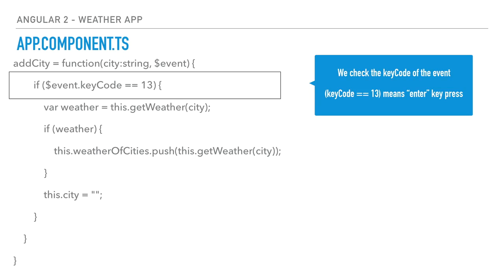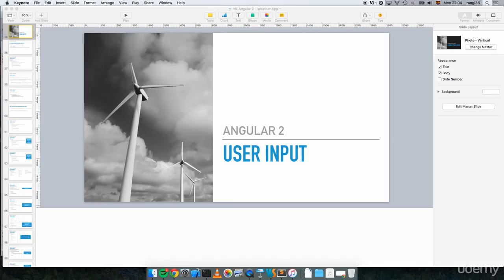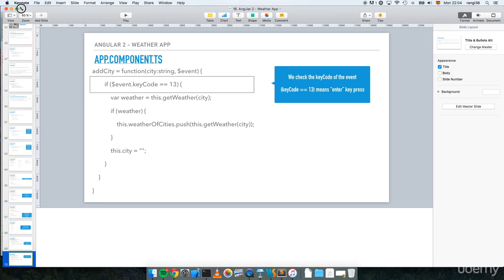And the final part is this .city. It's an empty string, and this is just to clean our user input. Remember the double data binding, the banana in the box. So we are ready to get more user input. So let's do some coding now, just to see this working.